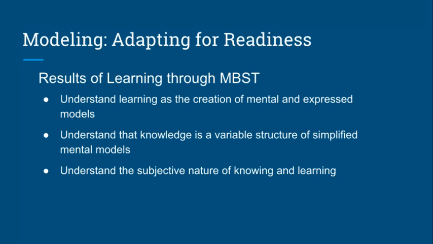Then you're going to understand that knowledge is a variable structure of simplified mental models. That's human nature. Whenever you see something and you experience something, the thing your mind tries to do is it tries to simplify it. For me, it has to simplify it a lot because I'm not that bright. So you gotta make it real simple for me so that I hear the description that's being given and I understand.